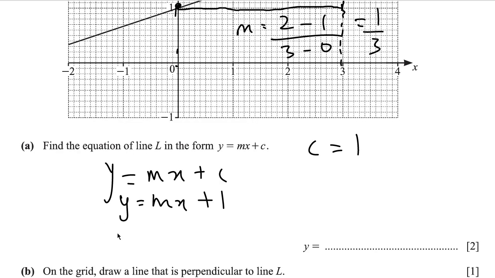So y is going to be equal to 1 over 3x plus 1. And then we could multiply by 3. Okay, the question says y equals, so that's going to be 1 over 3x plus 1. So the next question says, on a grid, draw a line that is perpendicular to line L.